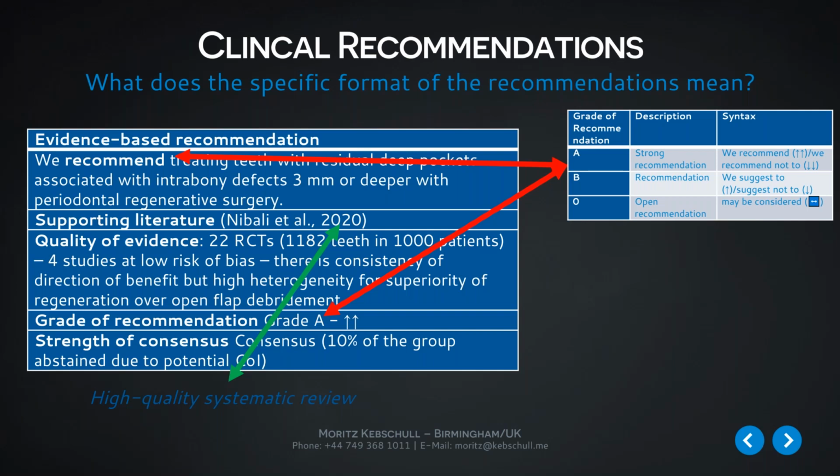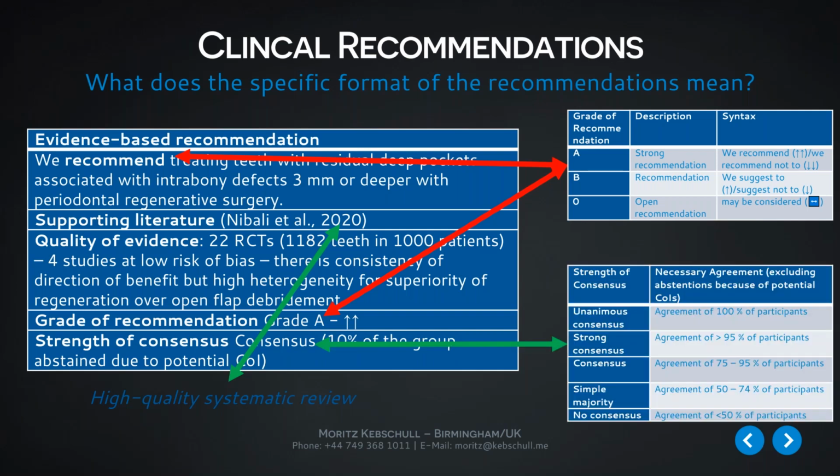Of note, there's also some information about the consensus in the group, because we had almost 100 people voting here, and it does give you an insight into how strongly the group felt by looking at the strength of consensus. So it makes a difference whether you had no consensus at all, or a simple majority, or unanimous consensus, where all members of the group said, yes, this is so true, and 100% support this notion.